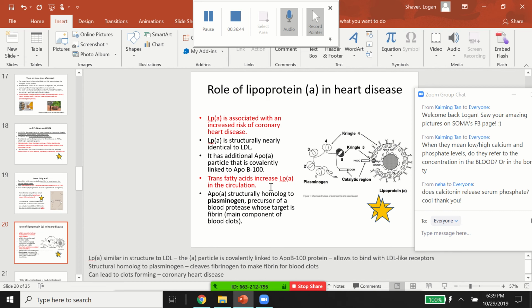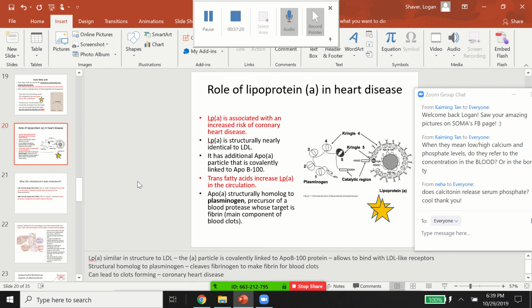But anyway, trans fatty acids. It's also 100% important to know trans fatty acids will increase this LPA within circulation. So what is ApoA like? Why is that bad? Well, it's a homolog to plasminogen. Now, if you remember right, plasminogen is a precursor of that blood protease which targets fibrin. So what does that lead to? Not very good things at all, because it will cleave fibrinogen to make that fibrin. Not a very good thing you want to have.